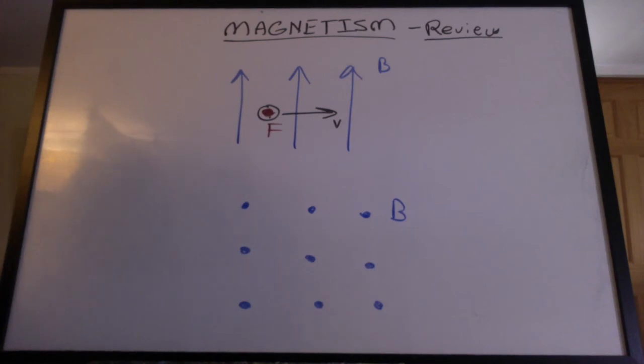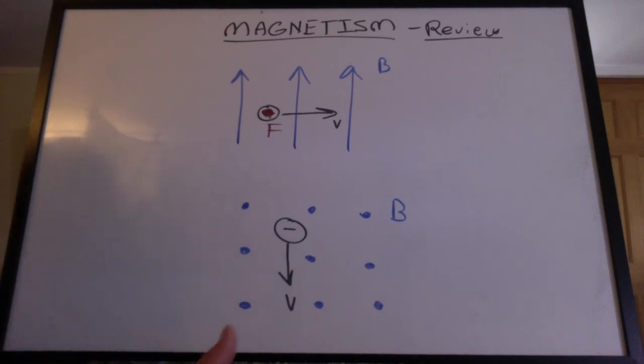Here's a different problem with a different orientation. We have a magnetic field. Those are dots. That means the magnetic field is coming out of the board. I have a negative particle moving down. What will be the direction of the magnetic force acting on that charged particle moving through this magnetic field?